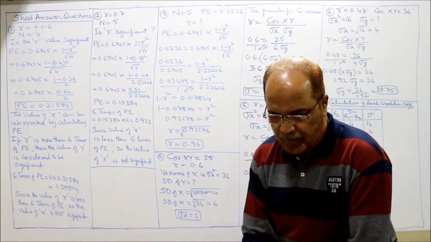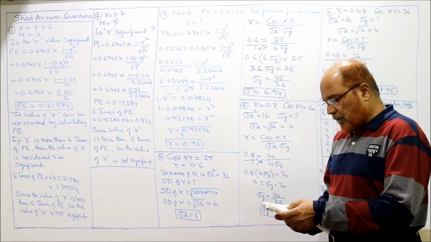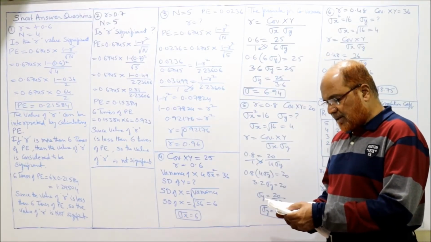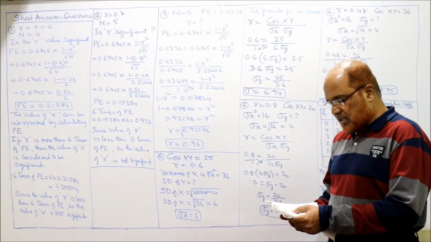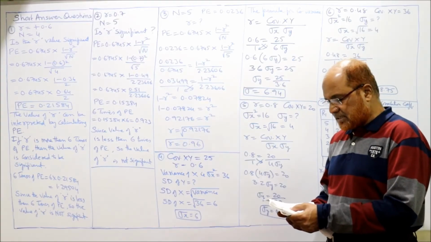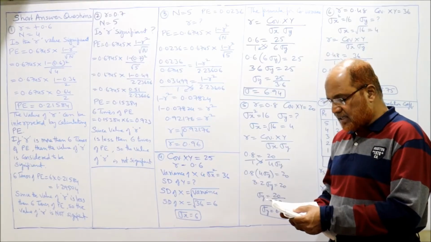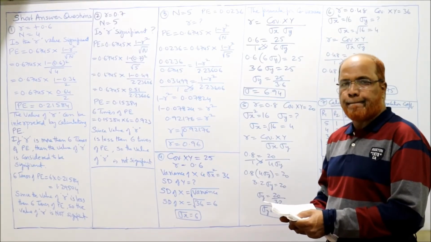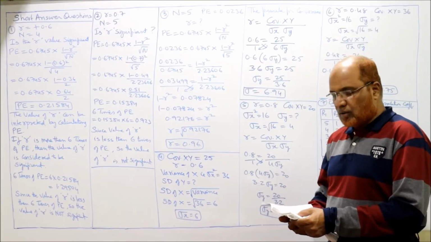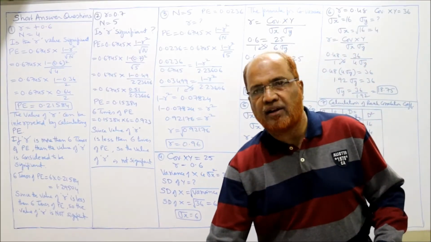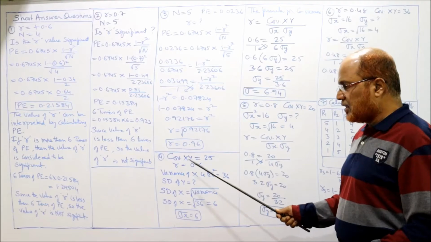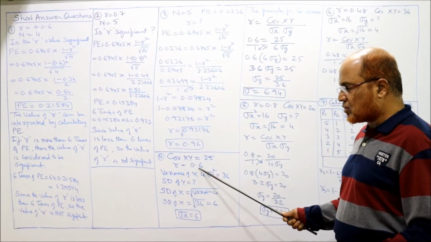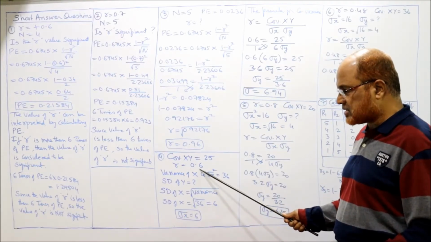Next, fourth problem. Problem number 4. For two series X and Y, covariance is 25, R is equal to 0.6, variance of X is 36. Calculate the standard deviation of Y. So here we have to find the standard deviation of Y. First we write down what is given in the problem. Covariance of X and Y is given as 25. The value of R, the correlation coefficient, is given as 0.6.